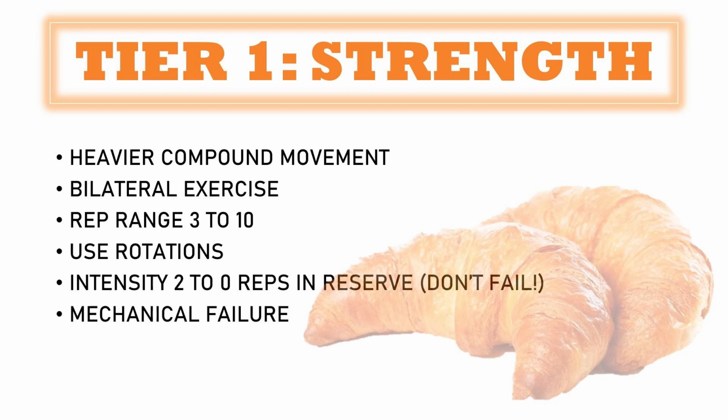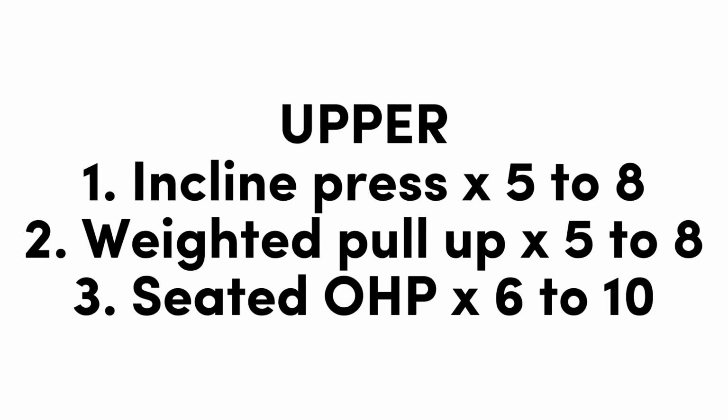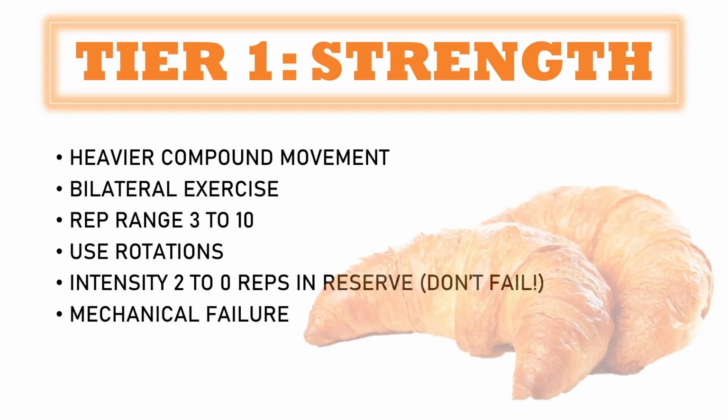Intensity, meaning proximity to failure for this phase, should go from 2 to 0 reps shy of mechanical failure. This is not the time to do intensity techniques or go beyond failure, or even fail. You don't want to reach actual failure in this phase. The furthest you want to push intensity here is 0 reps in reserve before losing form, so mechanical failure. You can also have multiple tier 1 exercises depending on your split. You can have an upper day with a bench, a pull-up, and a vertical press, and make it all follow these rules for tier 1.